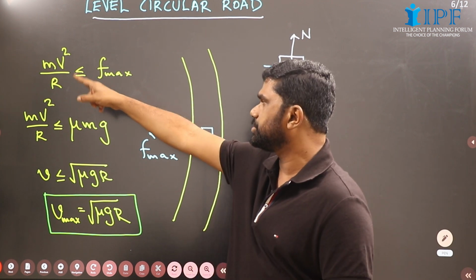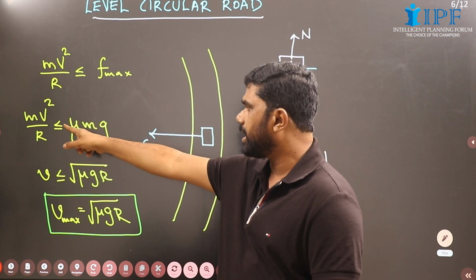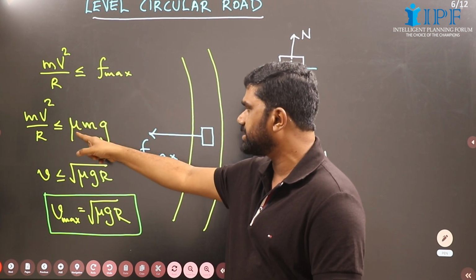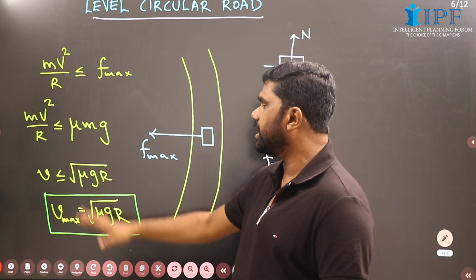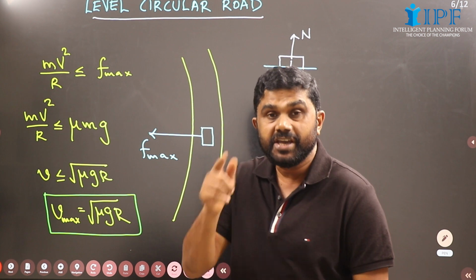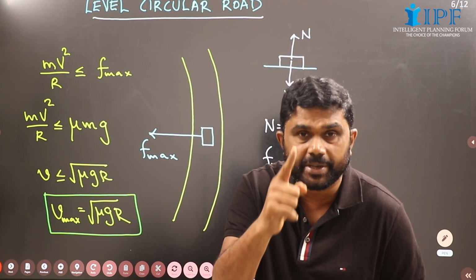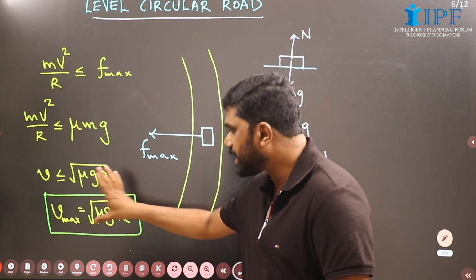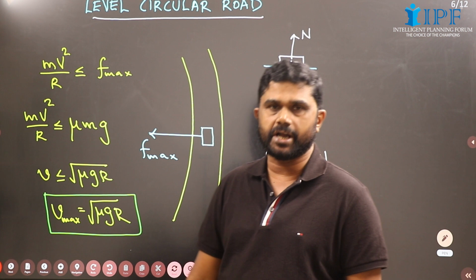Okay, maximum friction. So mv²/r is less than or equal to f max, and the value of f max is μmg. The m and m can be cancelled, so v is less than or equal to √(μgr). v can be either less than or equal to, meaning it cannot be greater than this. So the maximum value with which the vehicle can take the turn is √(μgr).